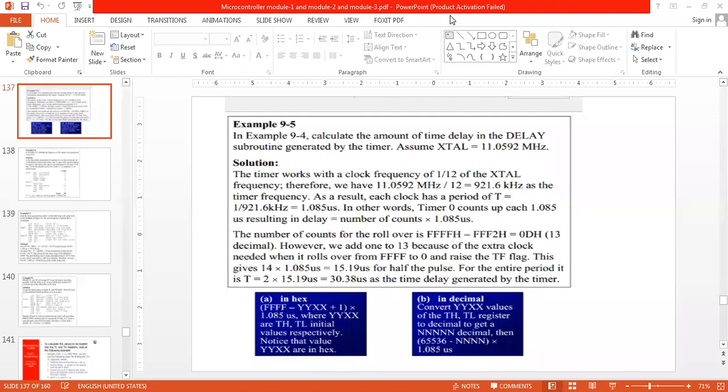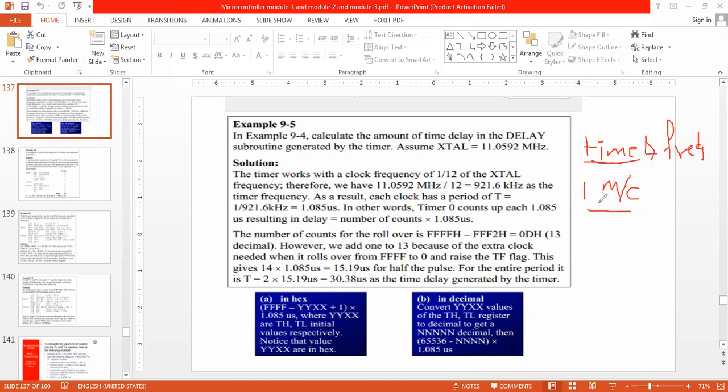So in the previous class, we have seen how to calculate a machine cycle. What is actually a machine cycle, and how to calculate the time period for one machine cycle, as well as the frequency. What is one machine cycle and how much time is it going to take?